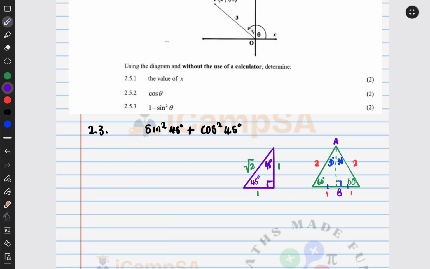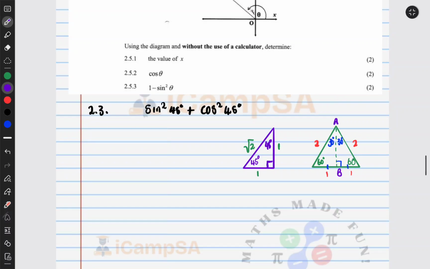We have to calculate line AB. Line AB is equal to root 3, but in order to calculate it we have to use the Pythagoras theorem. AB squared is equal to the hypotenuse, which is 2 squared, minus the adjacent side, which is 1 squared. So this is 4 minus 1, which is 3. Therefore AB is equal to root 3. This is our AB there, root 3.